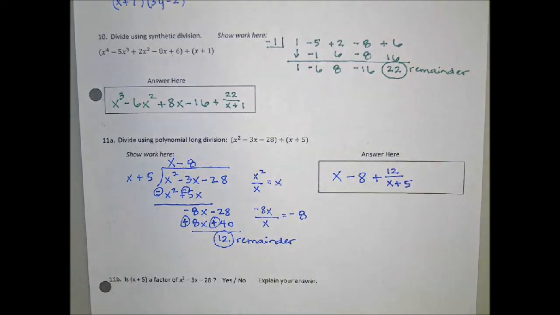So the final wrap-up question, is x plus 5 a factor of this trinomial, x squared minus 3x minus 28? And the answer is no. And the reason is we found a remainder when we divided.